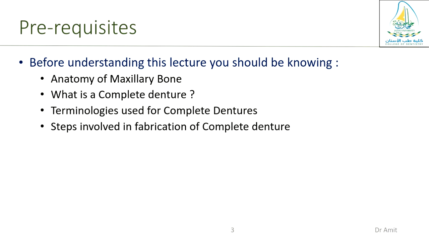There are various terminologies used for complete dentures, like the flanges, the teeth surface or occlusal surface, and the tissue surface. These are the different surfaces of the complete denture that you need to know: the surfaces which come in contact with the tissues, and the surface where the teeth will be placed. Now, there are various steps involved in the fabrication of a complete denture. Throughout your semester you will be learning about all these steps, but I would like to enumerate them here.